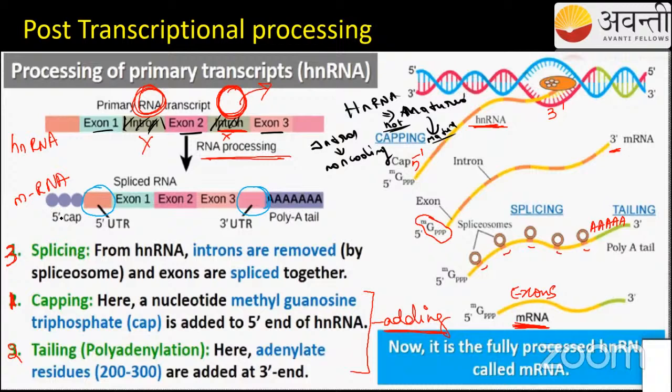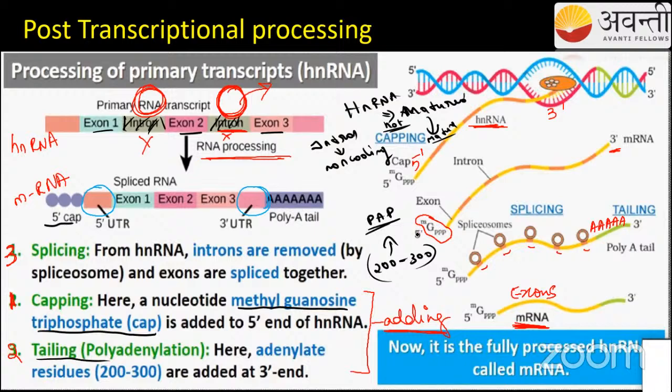So now you can see here the cap. At the 5 prime, we add the methyl guanosine triphosphate. That we call capping. Okay, guys. And at the 3 prime, we add the tail. That is the polyadenosine, the poly A tail, which will be of 200 to 3000 adenosines. That is added by the enzyme PAP.